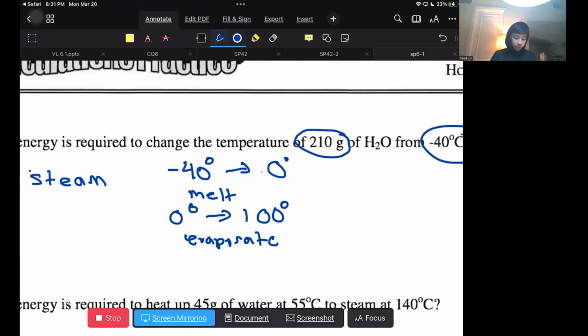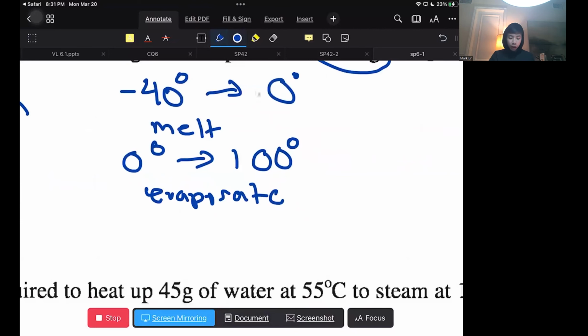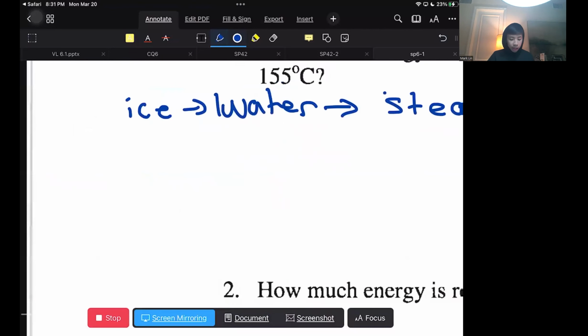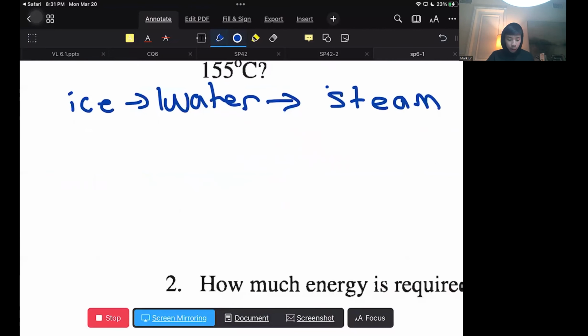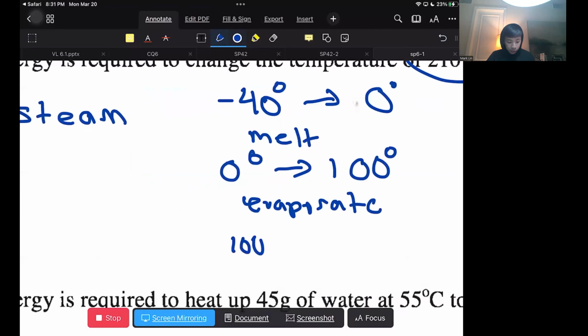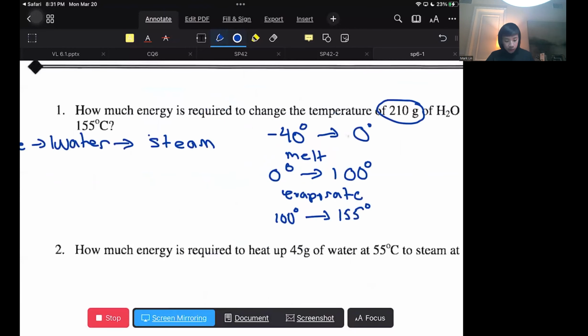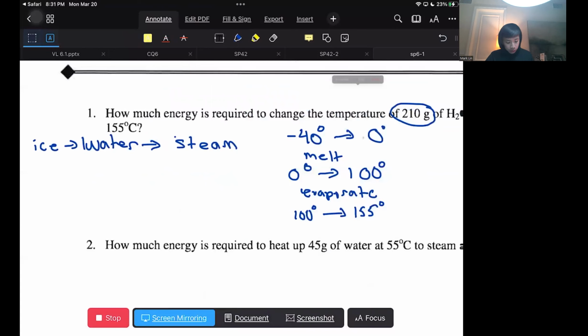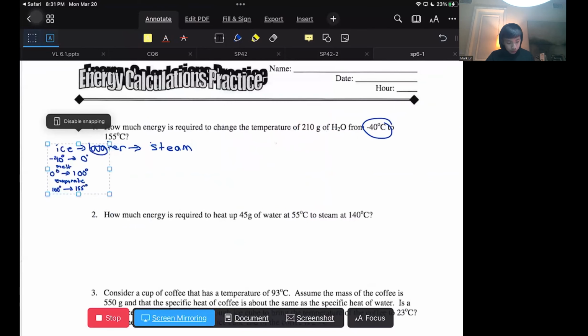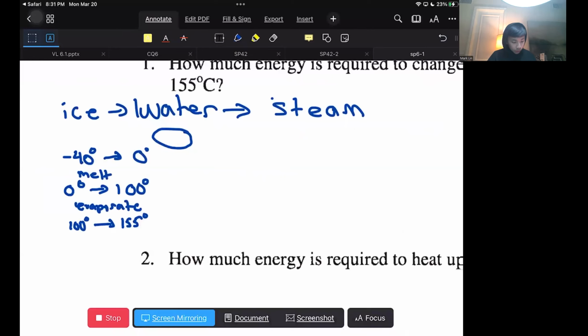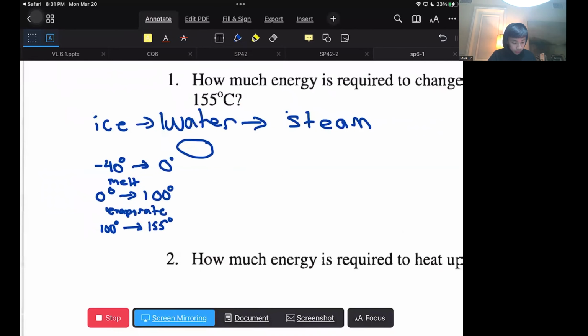Furthermore, after we evaporate it, we're still at 100 degrees Celsius, but we need to get to 155. So we need to go from 100 degrees to 155 degrees Celsius. Looking at these steps, you have to go through 1, 2, 3, 4, 5 steps.